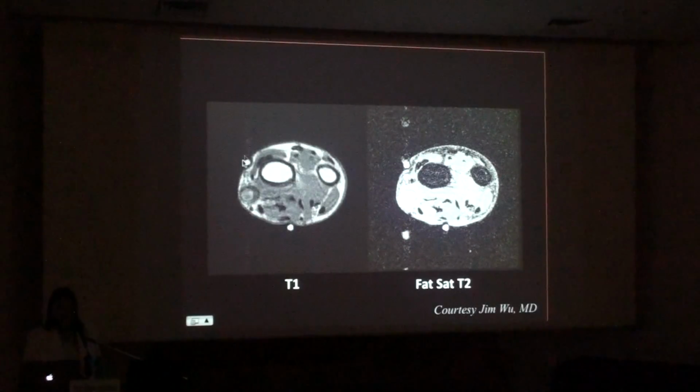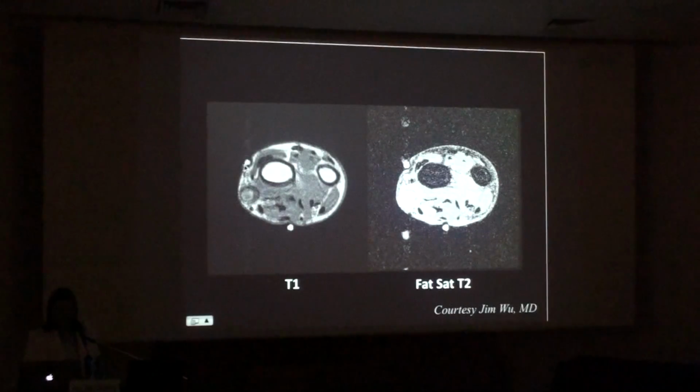So here's an axial T1 weighted image through the wrist. Here's the radius, here's the ulna, here's the marker, and the marker around the palpable abnormality. There is the palpable abnormality. Here it is on the fat saturated T2 weighted images. They asked you to biopsy it. Did you say yes or no?